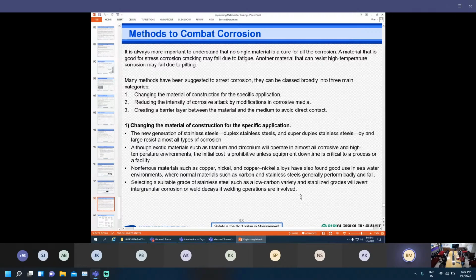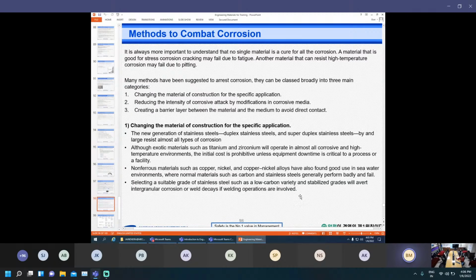There are three simple methodologies. One, either change the material, because you know which material is suitable for which service, or reduce the intensity of the corrosion attack by adding some chemical in the fluid. Suppose you add some chemical and increase its pH value, so it will be less acidic in nature, or remove oxygen from the fluid. These are some techniques to reduce the corrosive nature of the media.